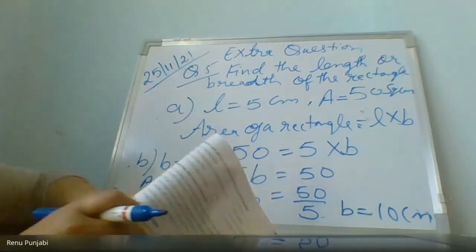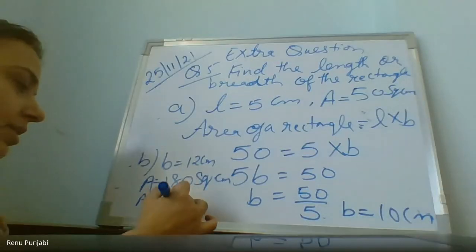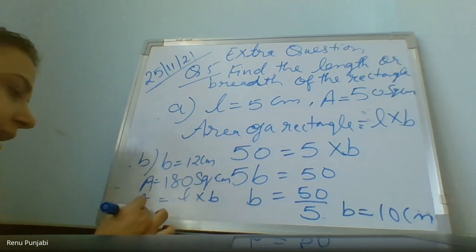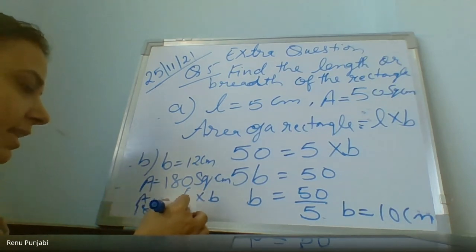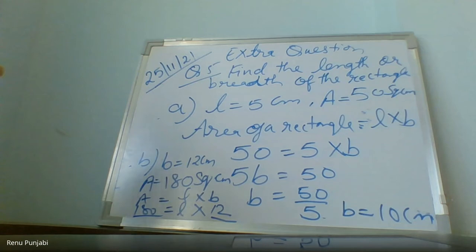So let's check. What you have to do is area divided by breadth. So what is the answer? 15 centimeters. Yes. So area equals length into breadth, and area is 180. Length is not given, breadth is given, which is 12. So 180 divided by 12, you will get the length, which is 15, right? Please complete this.